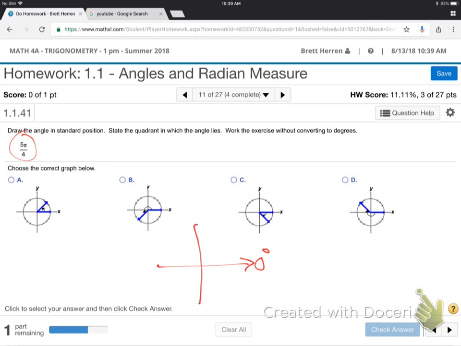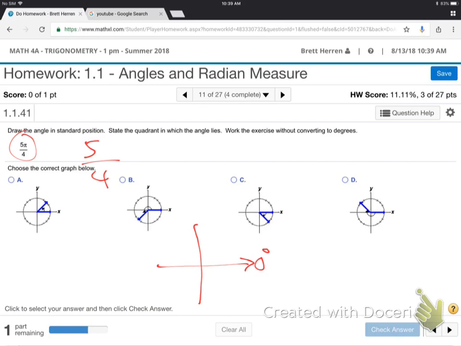Well, I don't know. 5 pi over 4 is a radian thing. I don't think in radians too naturally. So let's convert it. You don't have to. If you naturally just sense radians, great, but I don't think most of you are probably in that boat. Instead, I'm going to convert this to degrees and then do it that way.